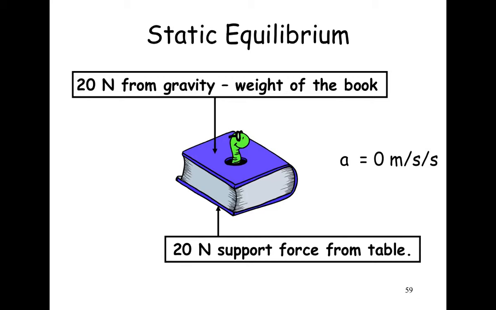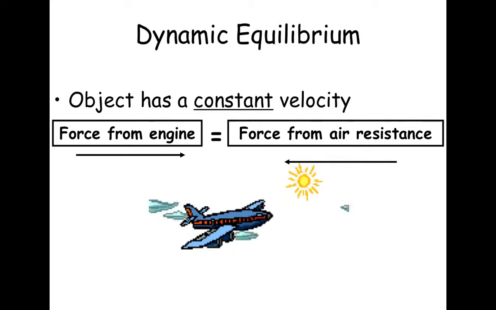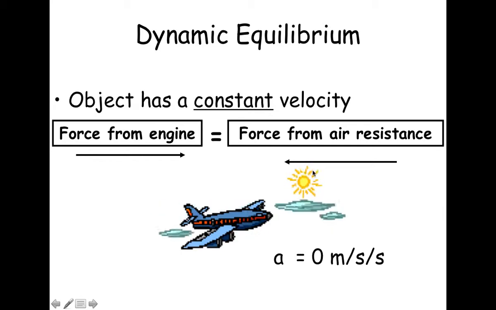Now in this case, the object is not moving. When we have something called dynamic equilibrium, for instance here with the plane, the force of the engine is pushing the plane this way, and the force from the air resistance is pushing back against the plane. In this case, our plane is not accelerating, it has a constant velocity. So again, our acceleration is 0 and our net force is 0 because these two forces are equal in size but opposite in direction. It does not necessarily mean that the object is not moving, though.